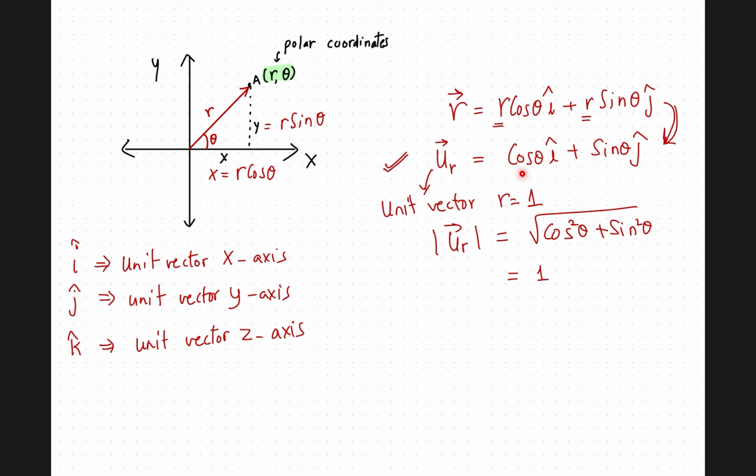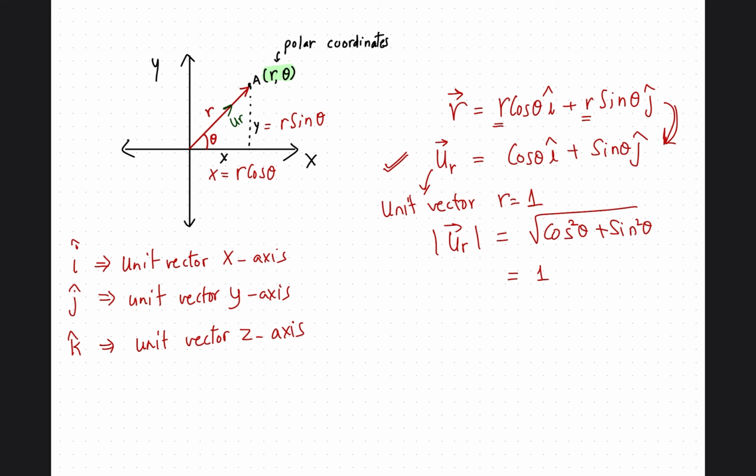So I can see that this is cosine theta, this is sine theta, just like in the R vector, and its magnitude is equal to 1. So now how to represent it on the diagram? UR should have a magnitude of 1, which we have ensured, and it should point in the direction in which R increases. This is the R which we have shown in the diagram. If I want to increase it, it will be increasing in this direction. That means the unit vector for R should point in this direction. This is the unit vector for R.